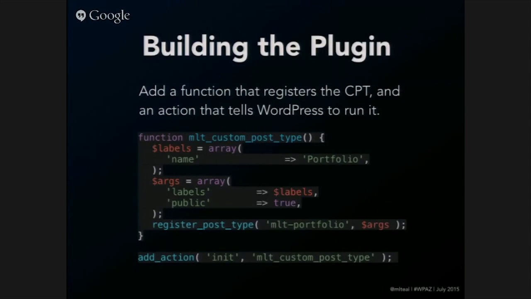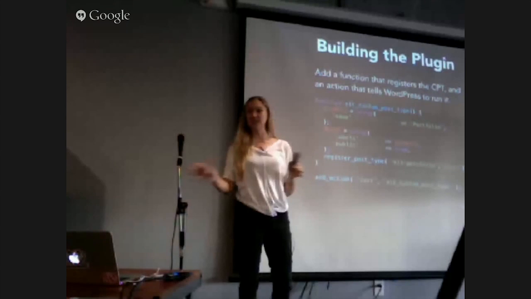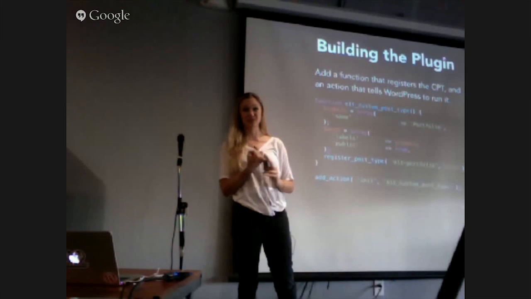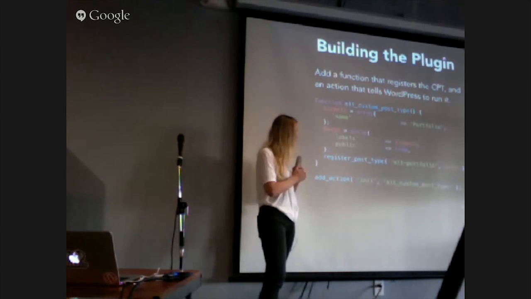And we've got an array. An array is basically a key value pair system of information. So in the array, and these things with dollar signs are just variables that hold those arrays, right? So they're placeholders for this information. We've got a function, we've got labels, and we've only got one label. We only need this one thing to tell WordPress to make sure it knows what to call said custom post type, and we're calling it portfolio.